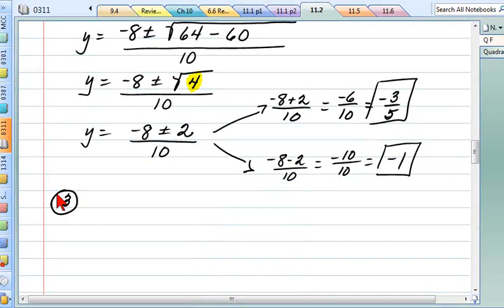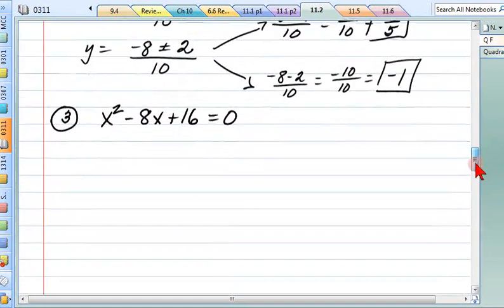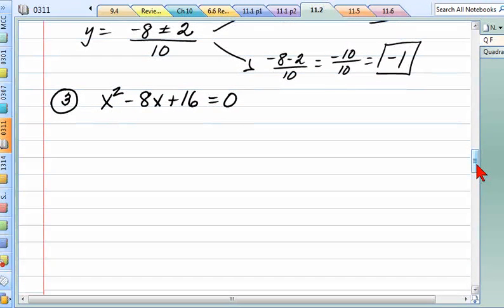Problem number 3. Use the quadratic formula to solve. X squared minus 8x plus 16 is equal to 0. Is this in the correct format for the quadratic formula? Yes. Format for the quadratic formula and for factoring are the same. I'm sorry, I said that wrong. All right, what is A? 1. B is negative 8, and C is 16.